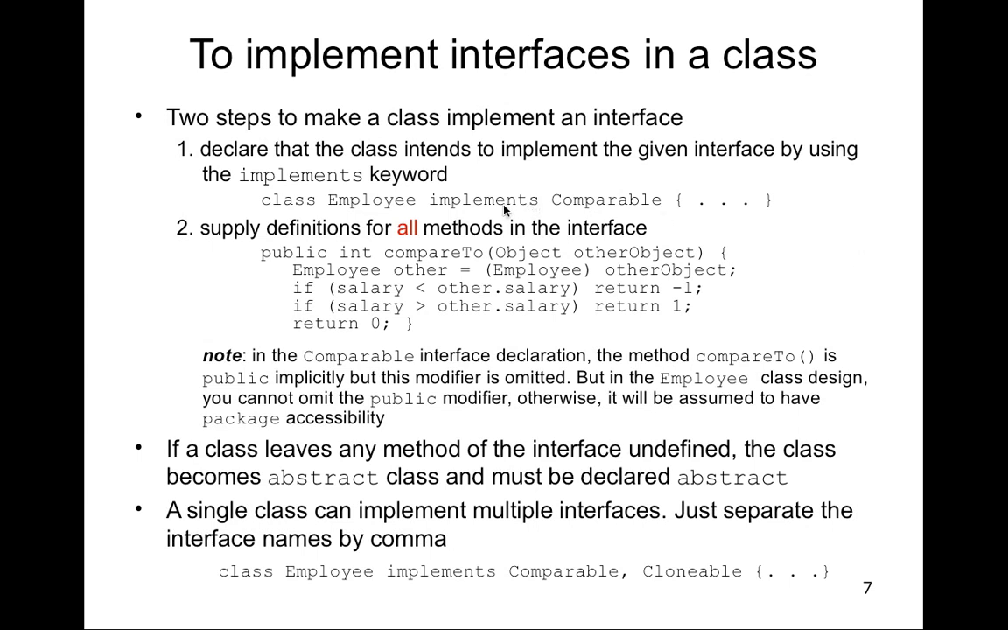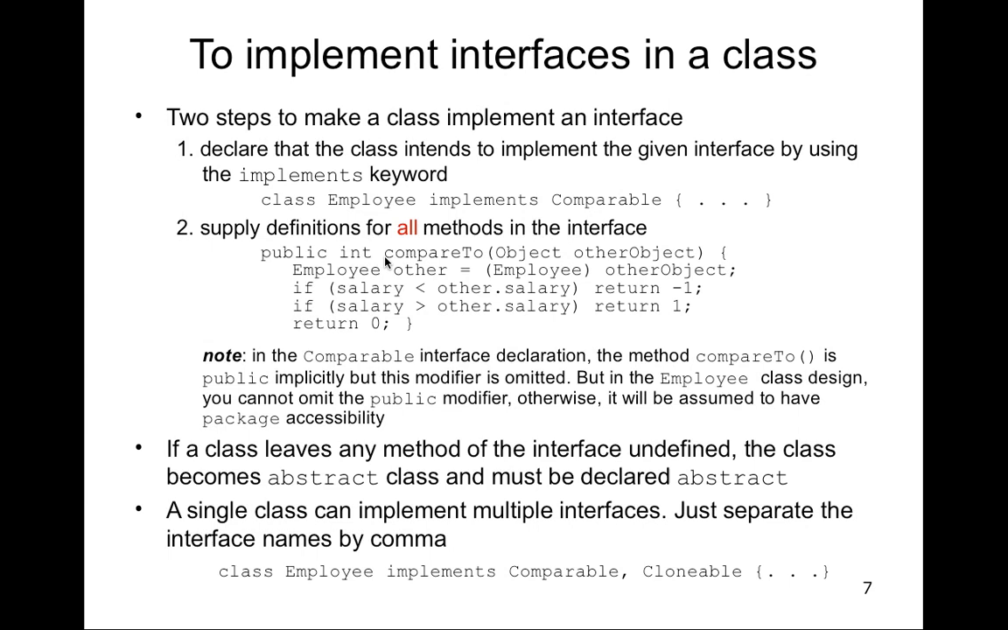So one step is to use the keyword implements on the class line when you create the class, so class Employee implements Comparable. The other step is to supply the definition for all the methods in the interface. So we have public int compareTo, which takes the other object, and here we have Employee other equals (Employee) otherObject, if this, that. Note that in the Comparable interface declaration, the method compareTo is public implicitly, but this modifier is omitted, so we don't have public in there in terms of compareTo.